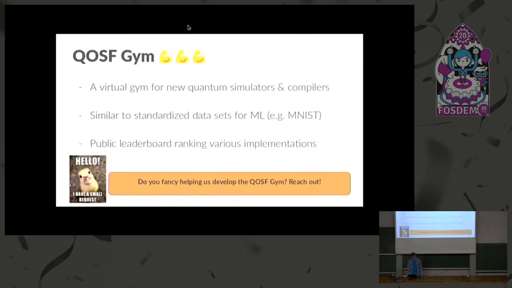So ultimately, we would love to build what we call a QoSF gym, where you have certain standardized data sets, like certain types of circuits, and if you build a compiler, you can test it on this standardized set of quantum circuits and measure the performance against other compilers. So you can think of it as the standardized data sets that are out there in computer vision or traditional machine learning, like MNIST. And then again, we would have some sort of public leaderboard that ranks the various implementations and projects against each other.